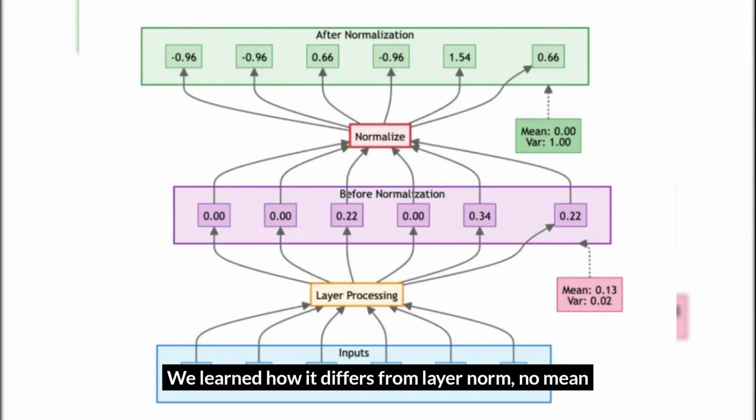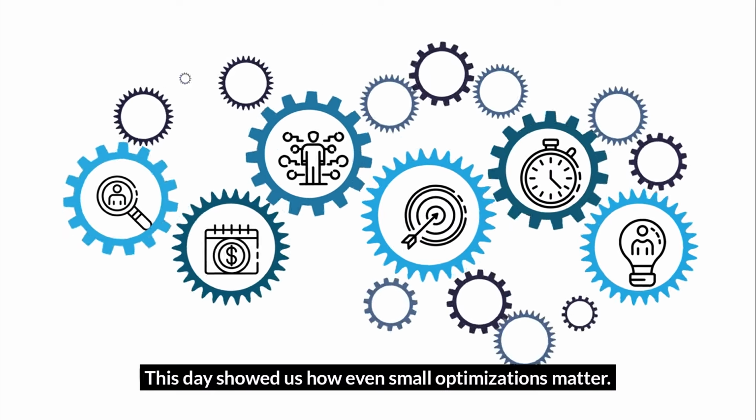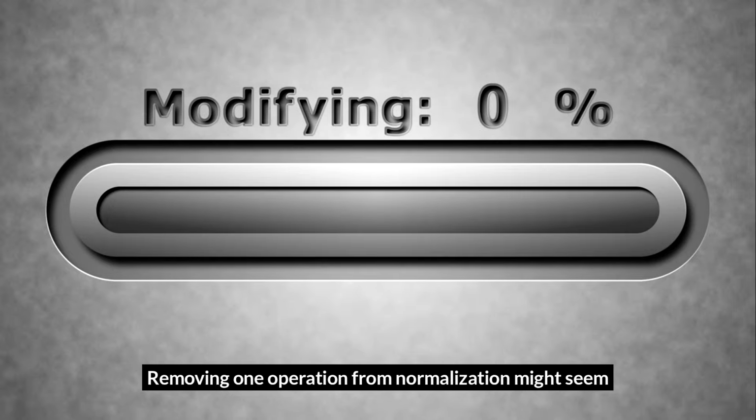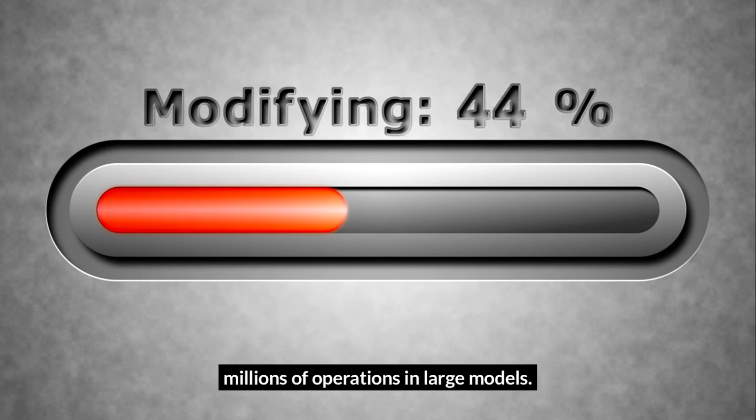We learned how it differs from layer norm, no mean subtraction, why it's faster, and why it's become the normalization technique of choice in modern models like Llama and Qwen. This day showed us how even small optimizations matter. Removing one operation from normalization might seem minor, but it adds up across millions of operations in large models.